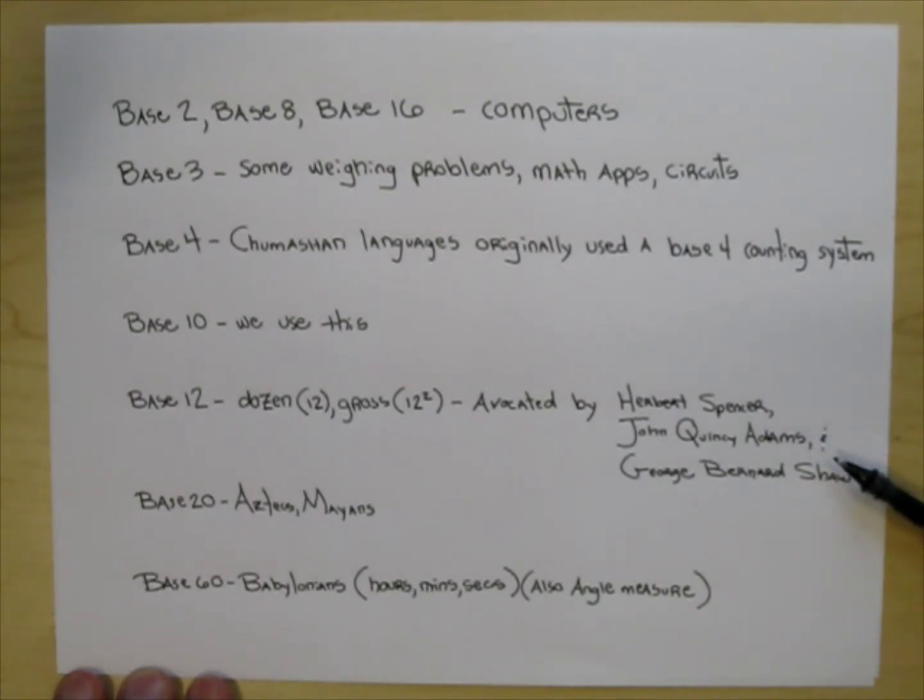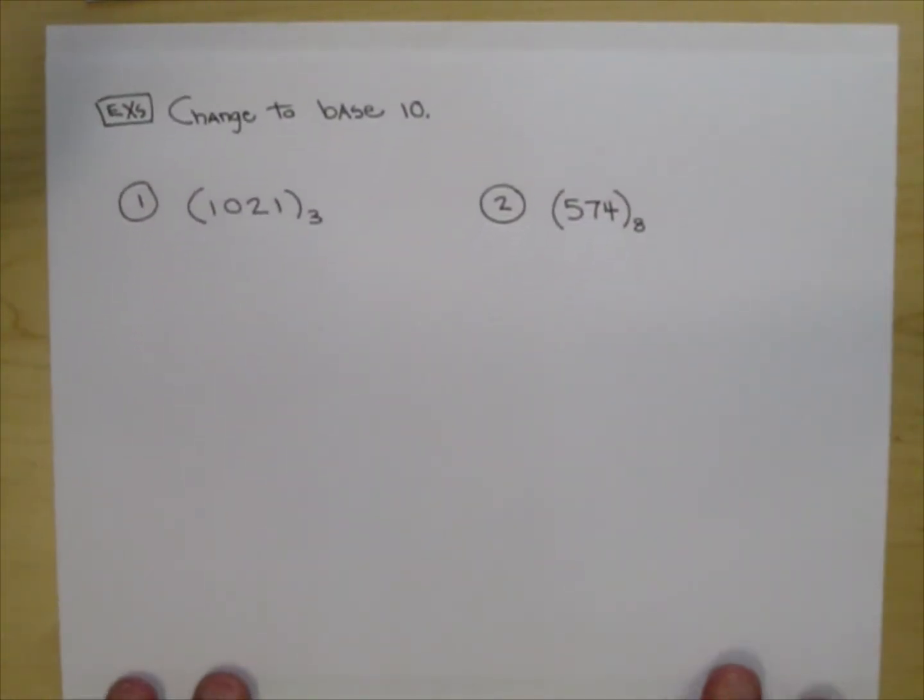And here are some people who thought we should: Herbert Spencer, John Quincy Adams, George Bernard Shaw. Base 20, the Aztecs used that, and the Mayans. Base 60, Babylonians. And these are ancient groups. And you can see that because we have 60 seconds is a minute, 60 minutes is an hour, and that's based on the Babylonians. Also some angle measure as well. 60 goes into things nicely with angles. So those are just some applications. Let's go ahead and do some problems.